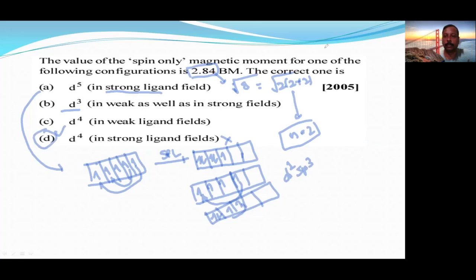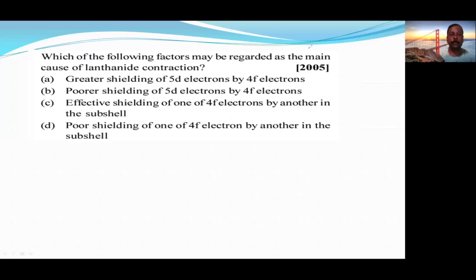Very important question. Okay, students, next: which one of the following factors may be regarded as the main cause of the lanthanide contraction? The cause is just the poor shielding effect or poor screening effect of 4f electrons by one another in the subshell. Okay, what is the answer? Another in the subshell. This is the correct answer.